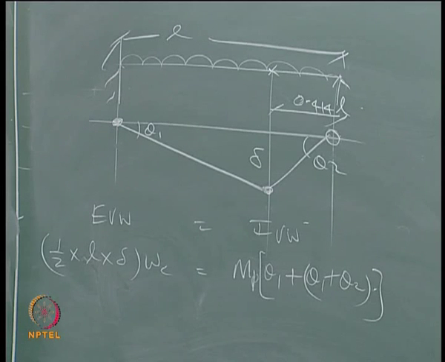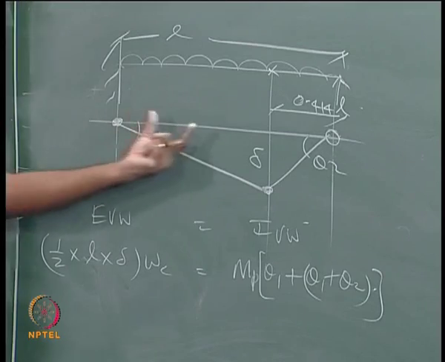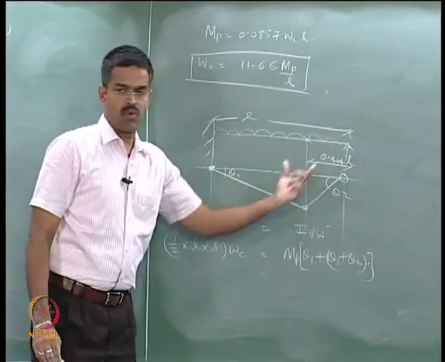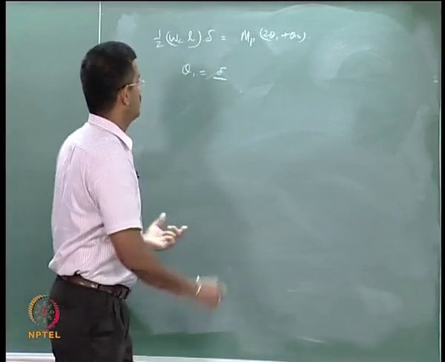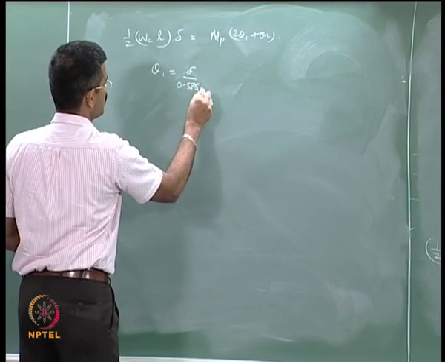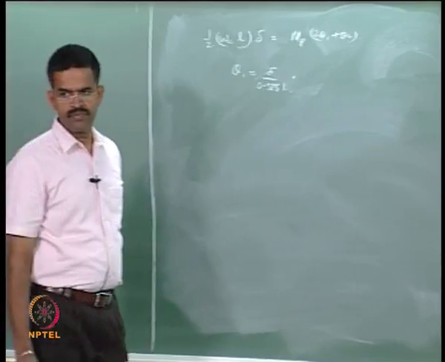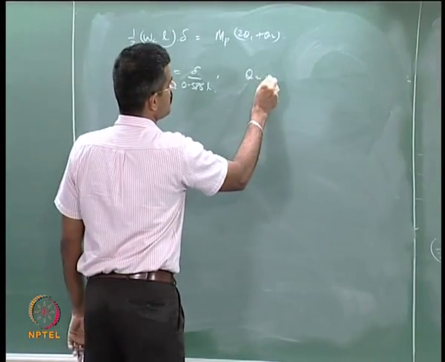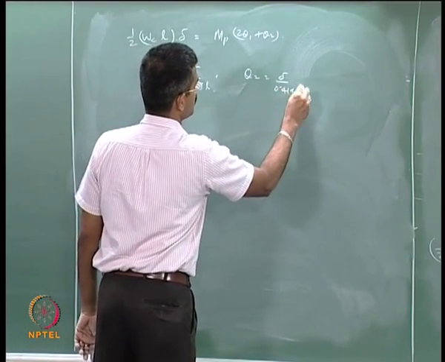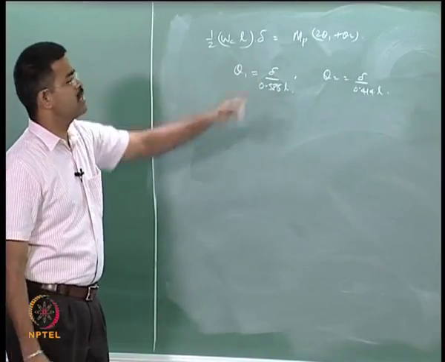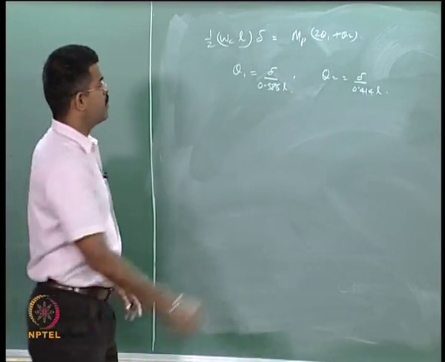So, half WC L into delta is MP of 2 theta 1 plus theta 2. Theta 1 is equal to delta by, this is how much? L minus 0.414, how much is that? 0.586. And theta 2 is delta by 0.414 L. So, substitute here, cancel delta, get me what is MP.